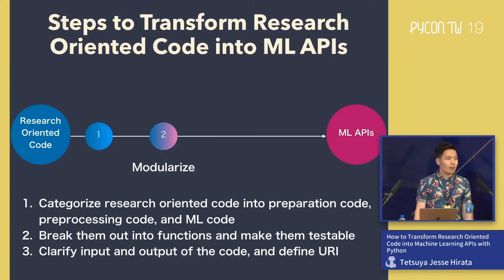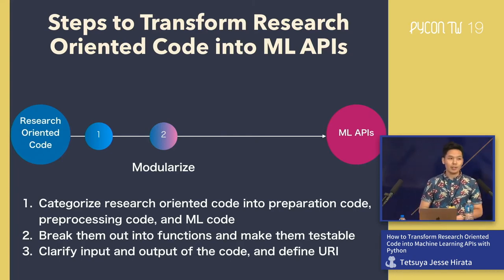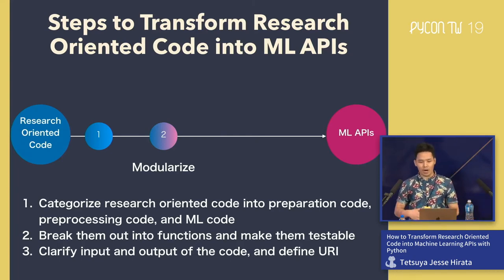The second step is to modularize the code. There are three steps. First of all, categorize research-oriented code into preparation code, pre-processing code, and ML code. Secondly, break them out into functions and make them testable. And then finally, qualify the input and output of the code and define the URI.